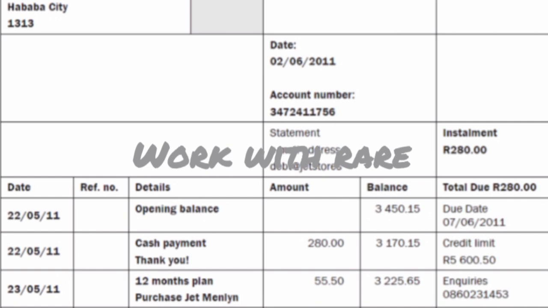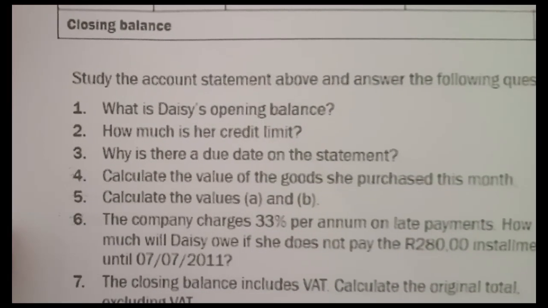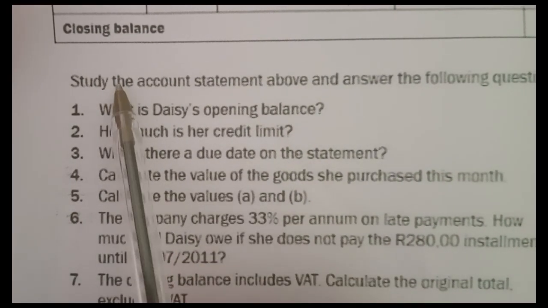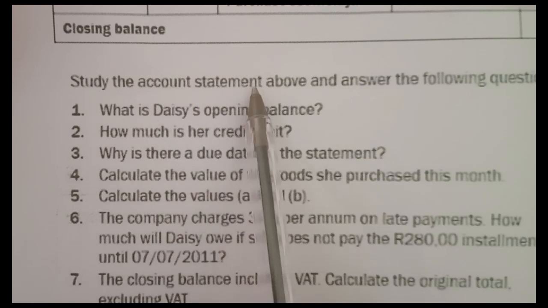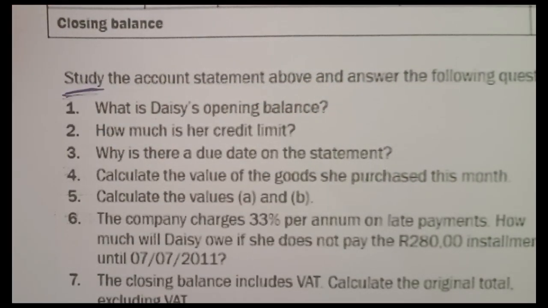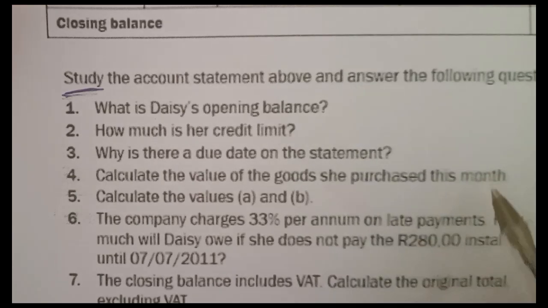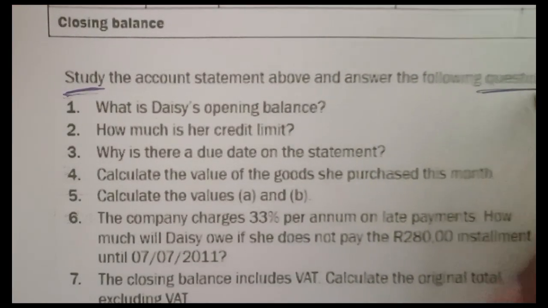Okay, so now I'll do mathematics literacy for grade 12. Before we go through our questions, I want to show you that the first statement says, study the account statement above. So we have to study this account statement before we can answer our questions.